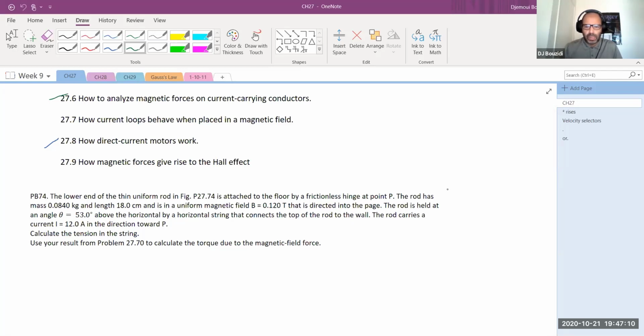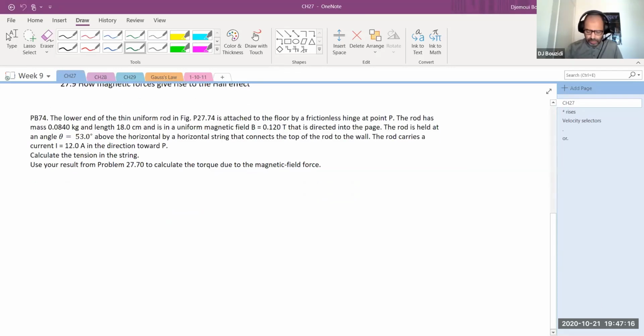The book has a drawing, actually, if I can remember vaguely how the drawing looks. Let me try to draw that. The whole thing is inside a magnetic field whose intensity is 0.12 Tesla. Let me use this pen, and the green is fine. What I have here is a wire that is anchored at the origin. Namely, this is a pivot point, and it makes an angle theta. According to the problem, it's equal to 53 degrees.